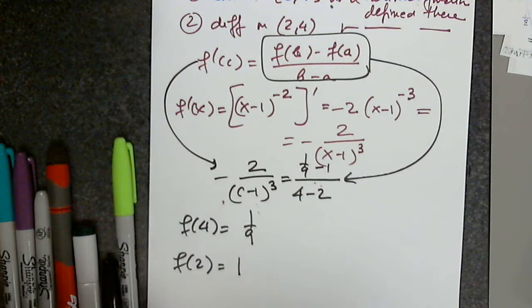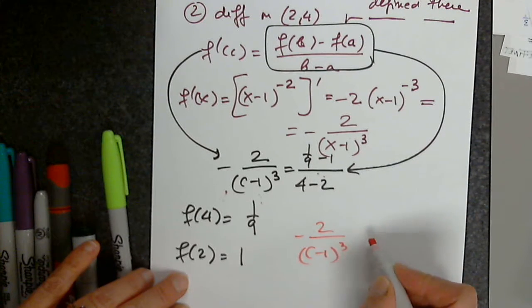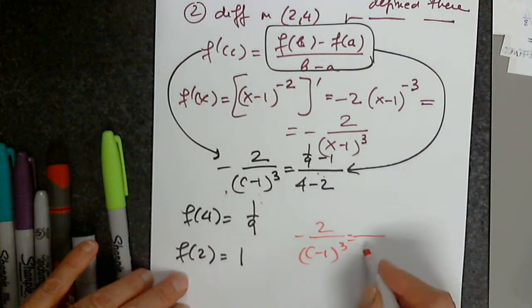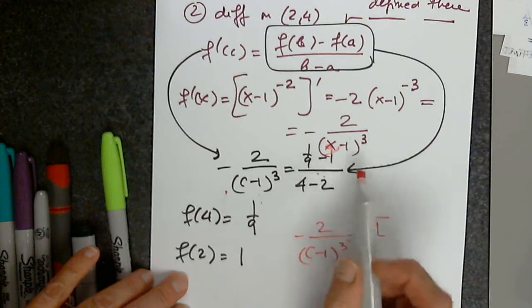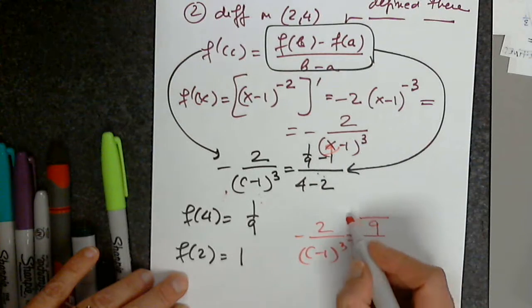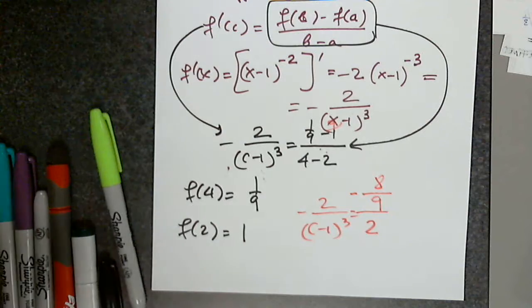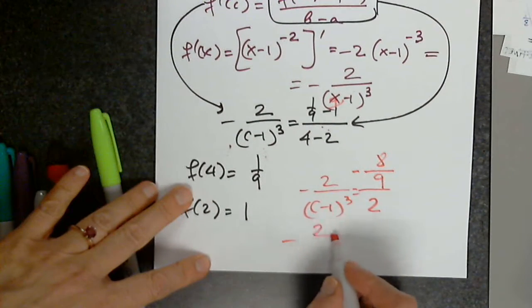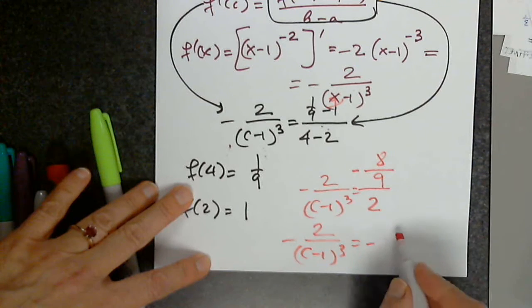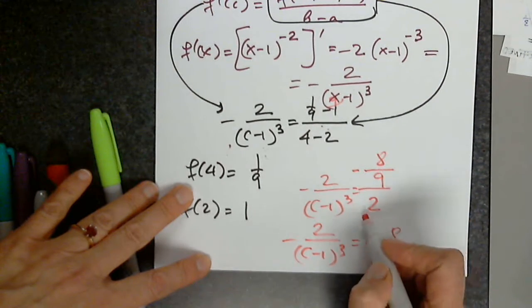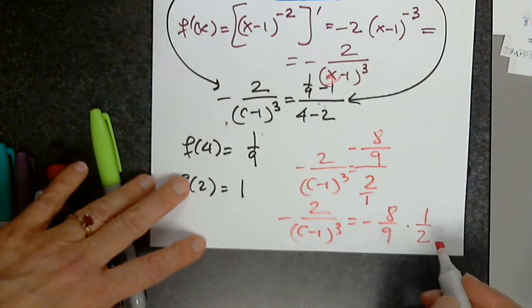Ready? Okay. So the left-hand side is negative 2 over (c minus 1) cubed. Let's see what we get on the right-hand side. The denominator is 2. The least common denominator is 9, and this needs a 9. 1 minus 9 is negative 8. So now I have negative 2 over (c minus 1) to the third, and I copy the fraction from the top and flip the 2 over 1 into 1 over 2. I will simplify.